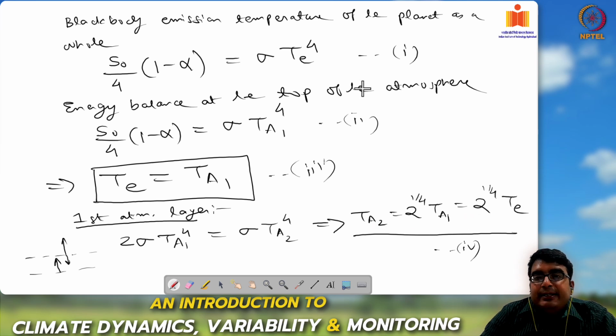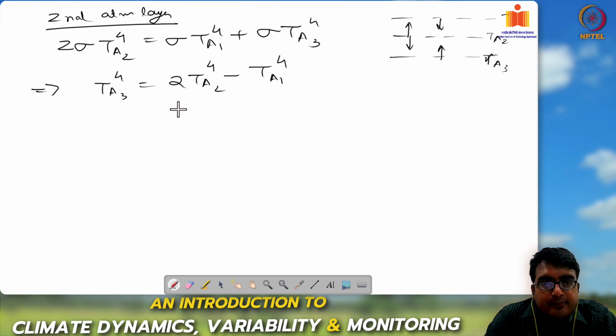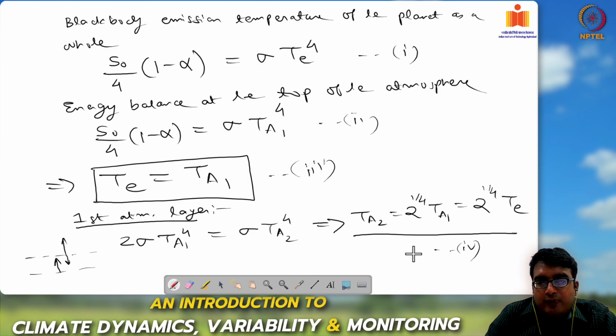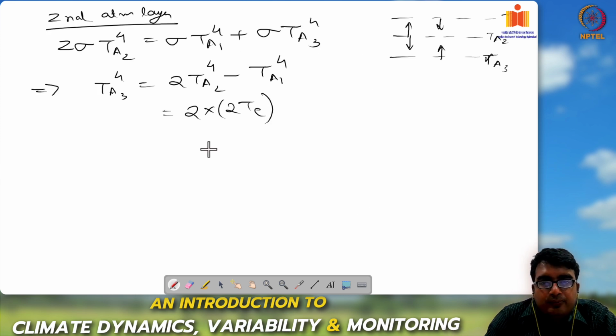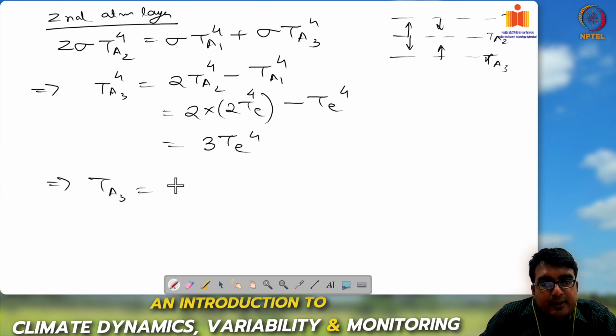Okay. Now, what is Ta2 to the power 4? 2 into Te, right? Just from this expression here. Alright. So Ta2 to the power 4 is 2 into Te to the power 4. And what is Ta1? Ta1 is Te. So this is Te to the power 4. So this becomes thrice Te to the power 4, which implies Ta3 is 3 to the power 1/4 Te.